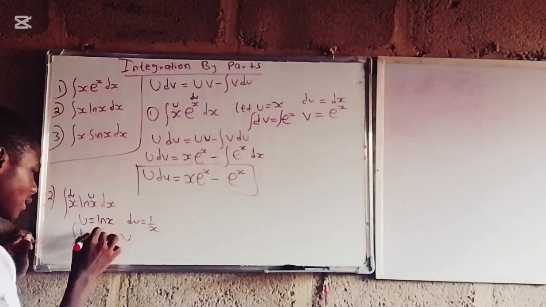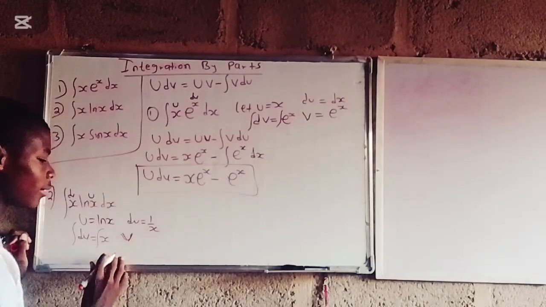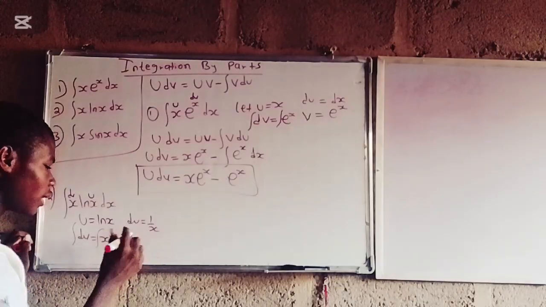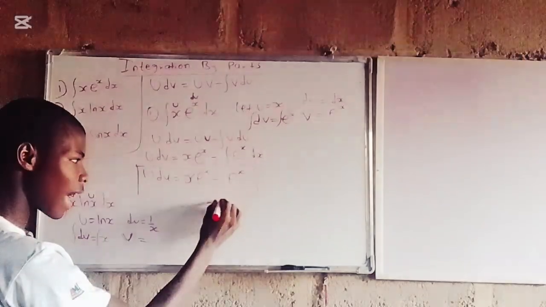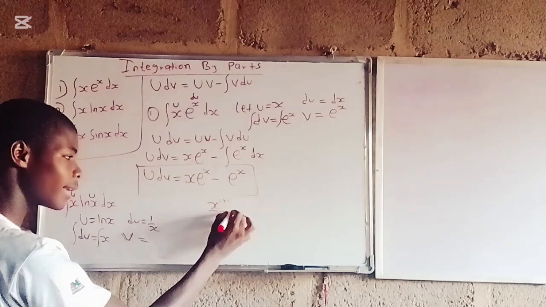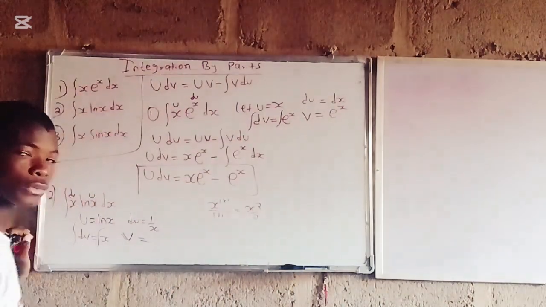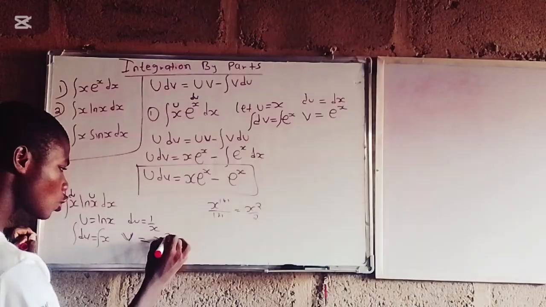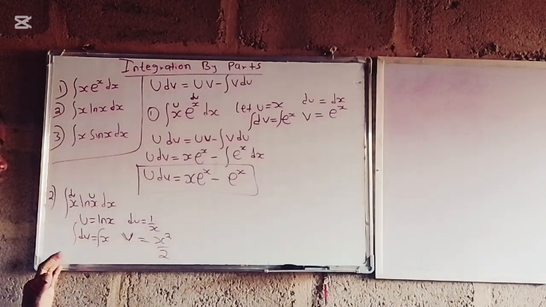V is by integrating this. Integrate dv, it will give me only v. So when it gives me only v, I have to integrate x. By integrating x, I already have the power of 1, so I add 1, divided by 1 plus 1, which is the same thing as x squared by 2. So I have to say x squared by 2. I hope you get this point.